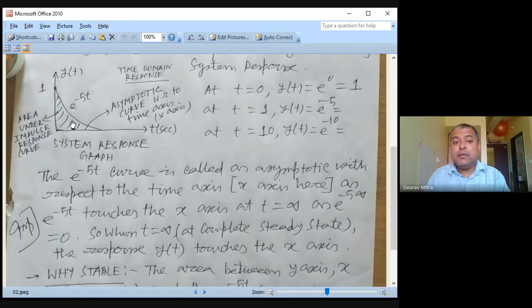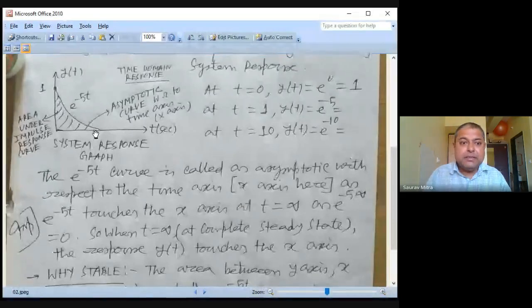Another important word I have used: it's producing a bounded area. What is meant by bounded area? Bounded area is nothing but this area is finite. You can calculate how much this area is. That is nothing but the energy content in this signal. So if a system's response is producing a bounded area, or if a system is producing a finite energy, then that is called a bounded output. In that case, the system is called a stable system.